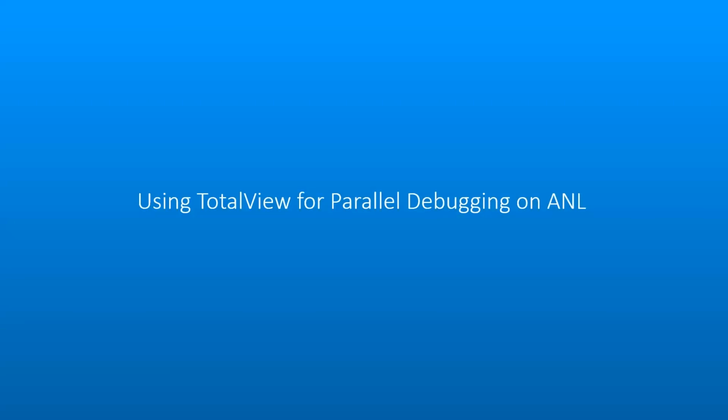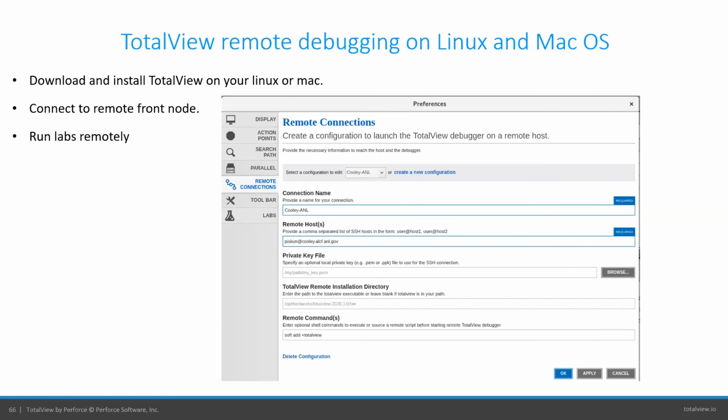So let me show what is specific for Argonne. For Argonne, we have labs, and also in common folders there are some labs and TotalView. If you want to use a remote connection, it's very easy. You can download and install TotalView on a Linux and Mac machine now, and don't worry about licensing. If you only debug remotely, you don't need a license on your local machine right now, and I think it will stay this way.